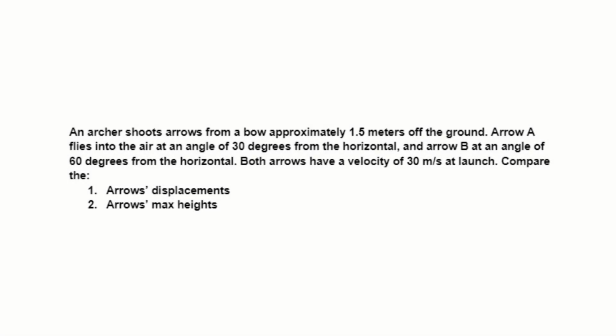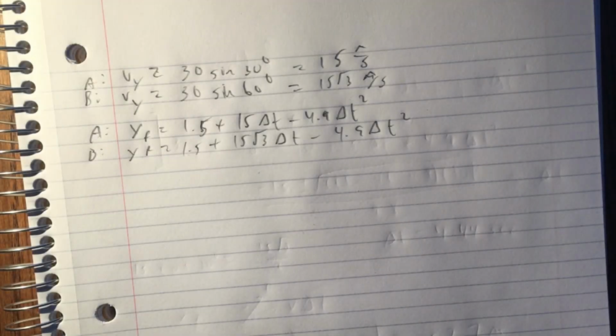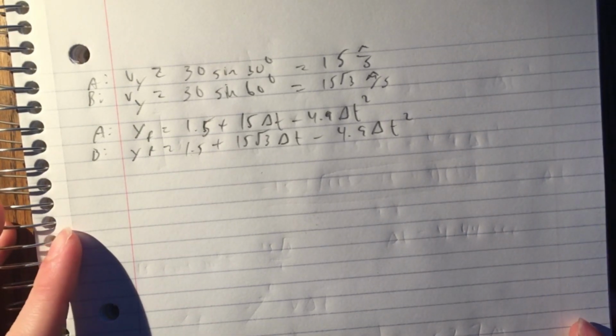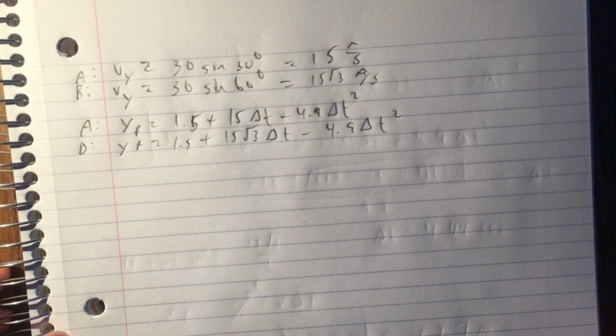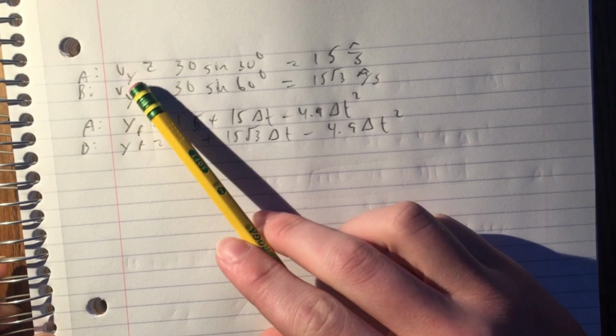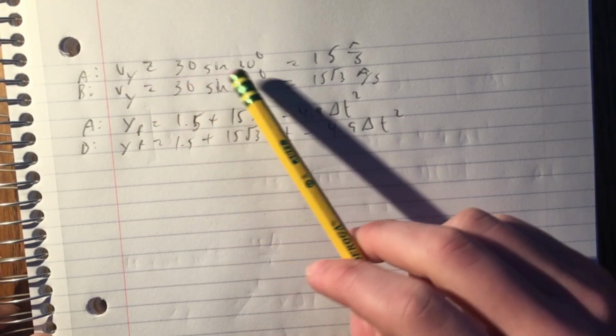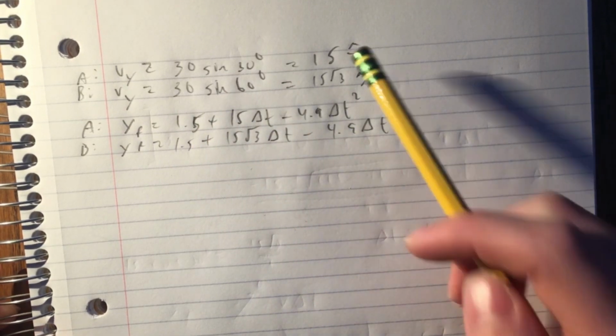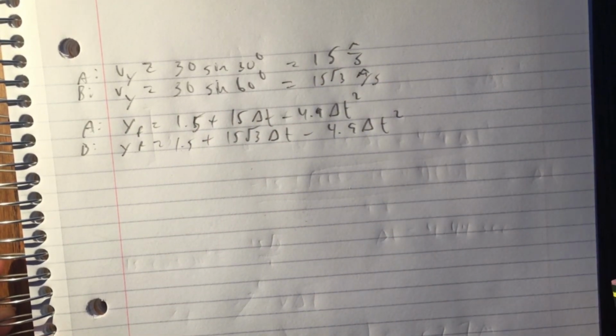Okay, so now we have the same problem as before, but this time instead of finding the arrow's displacements, we're going to find the max heights that they reach above the ground. In order to find the max heights of these arrows, we can use equations for their vertical movement. So first we start with their velocities in the y direction. For A, it's going to be 30 times sine 30 degrees, and for B, 30 times sine 60 degrees. And so 15 and 15 root 3 meters per second, respectively.